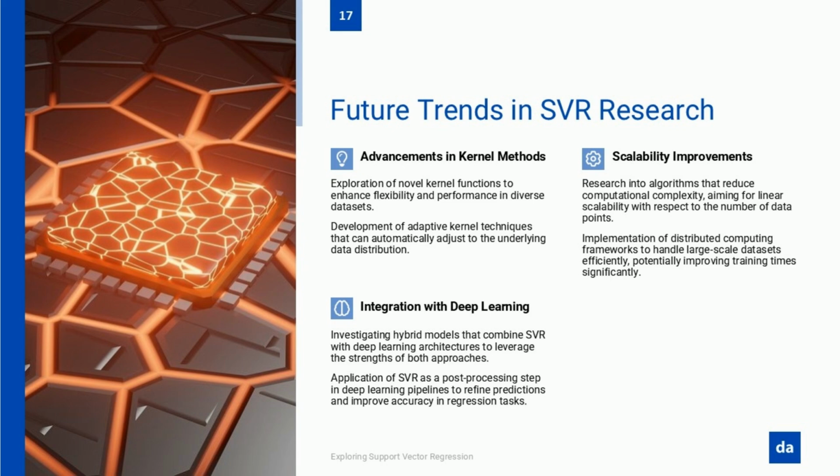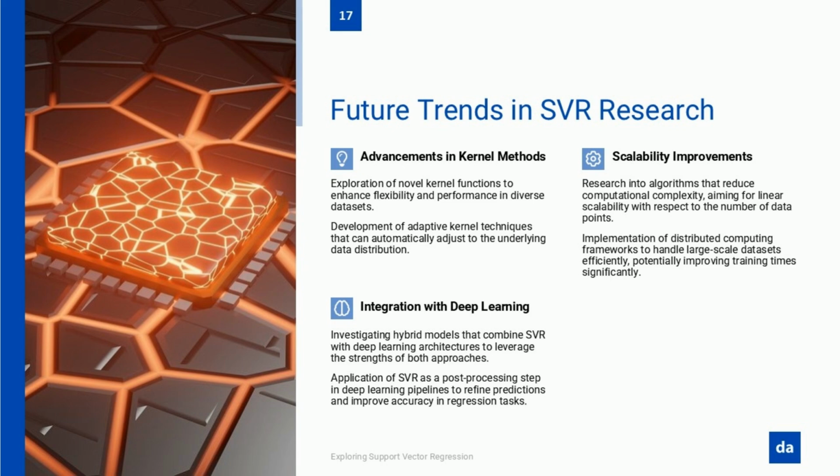Beyond improving speed, there is also a push toward developing more adaptive kernel methods. Kernels define how SVR transforms data into higher dimensions, but selecting the right kernel still requires manual tuning. Researchers are working on automated kernel selection techniques, where the model dynamically chooses the best kernel based on the dataset's structure. There is also growing interest in designing hybrid kernels, which blend multiple kernel functions to improve performance across diverse datasets. Another area of exploration is making SVR more interpretable.